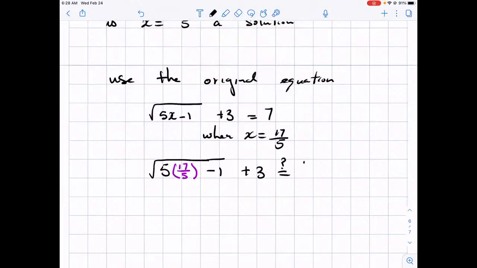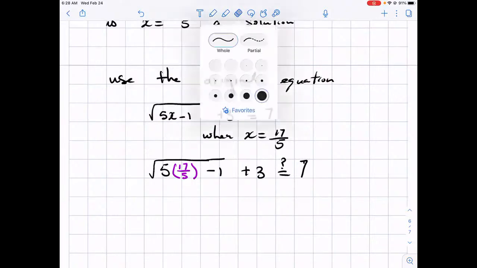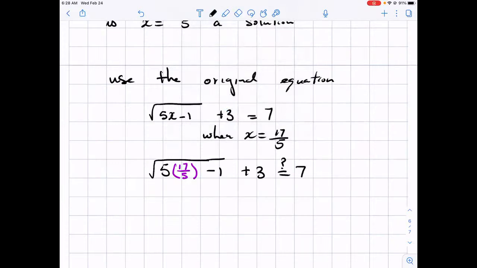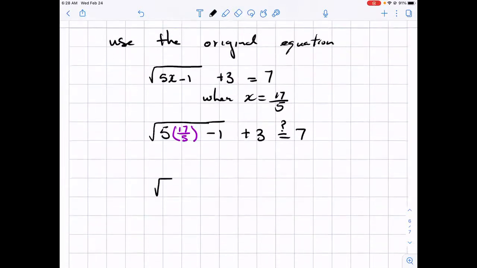This is what we want to know. Is this true? Is that really true? So let's simplify this. We know that if we multiply, we see here that this will cancel out with that. Okay. So this leaves us with 17 minus 1. And we write a plus 3, and is that equal to 7?